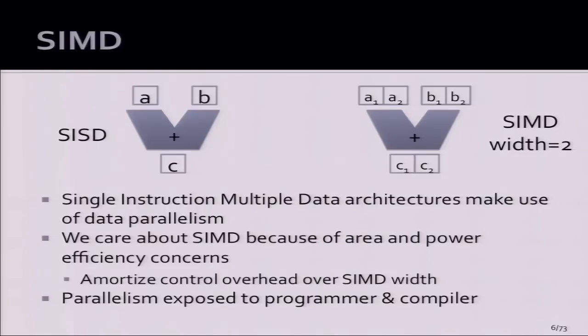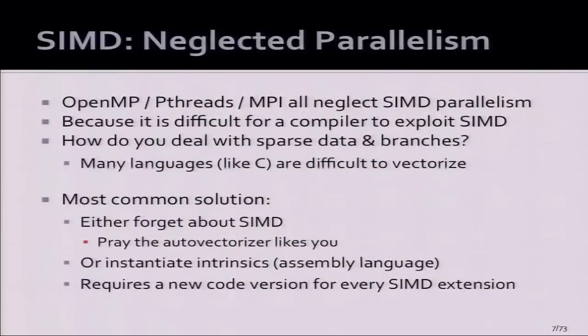But the reason that it's good for the hardware is that independent gives us area and power advantages because we can amortize control overheads. So this is very efficient. On the other hand, now this parallelism is exposed to the programmer. So you and I, when we're writing our applications, we need to figure out how to take advantage of that. And that can be sometimes a little tricky.